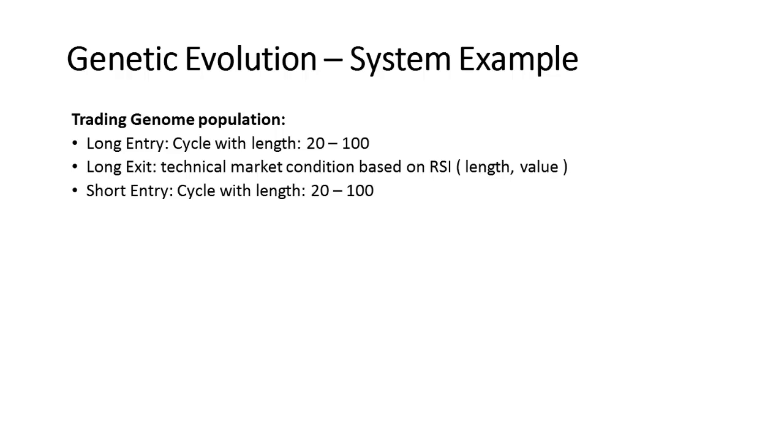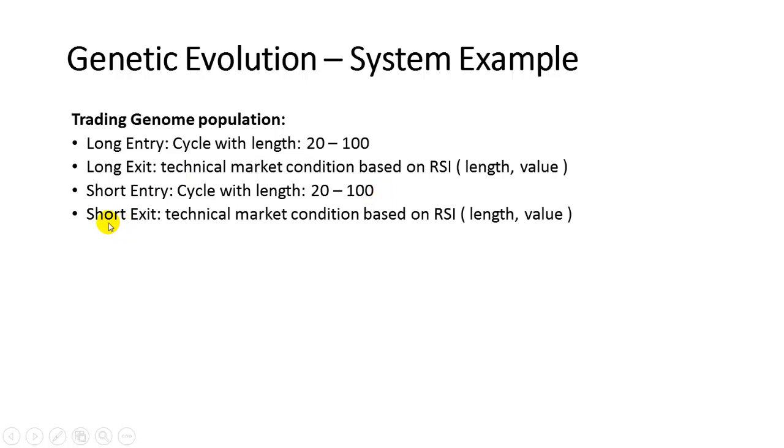And in addition to that, for the short entry, we use an additional cycle with a length between 20 and 100 bars, same as the long entry signal here. And in addition to that, we add a short exit strategy based also on a technical market condition, based on the RSI with a different length setting and a value for a crossover here.